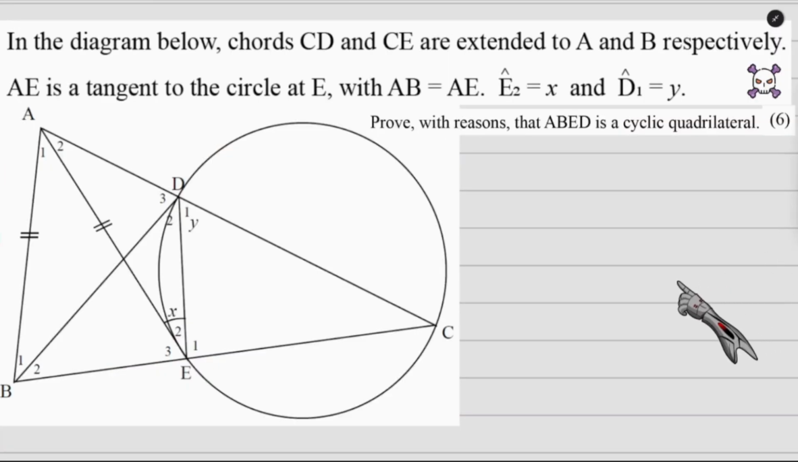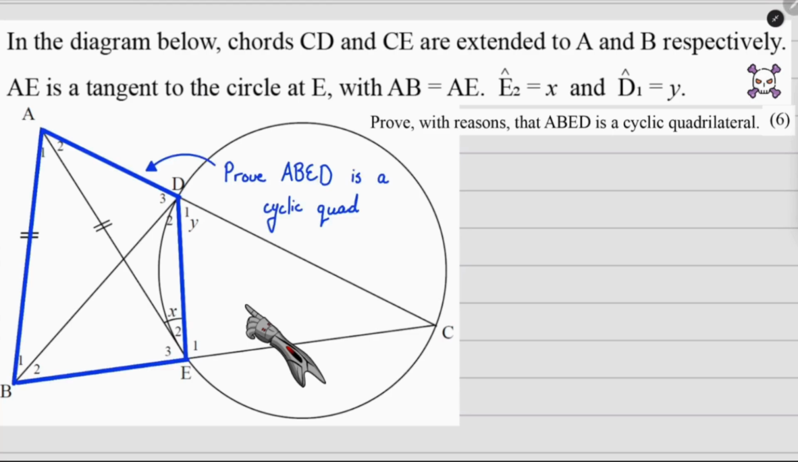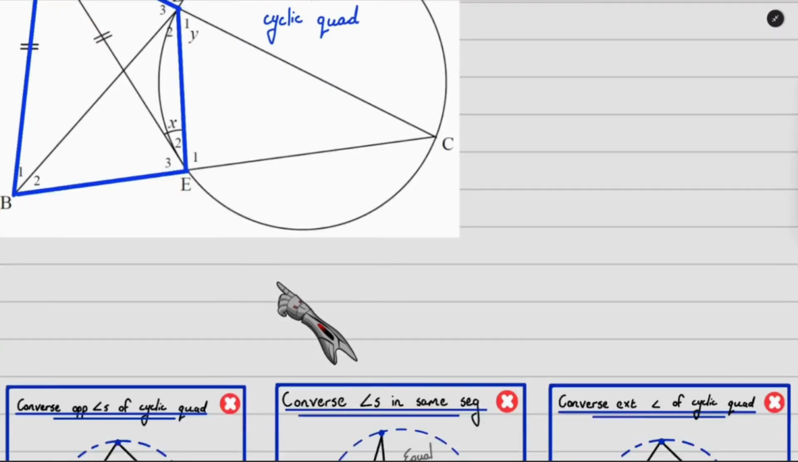Okay, welcome to your challenge round. We've been given a whole bunch of information here. And now the question is asking us to prove that this is a cyclic quad. Now there are three ways to prove a cyclic quad, and let's go through them quickly.